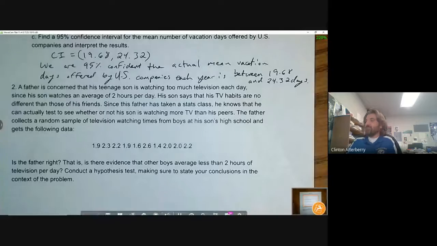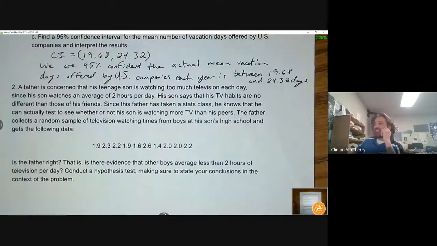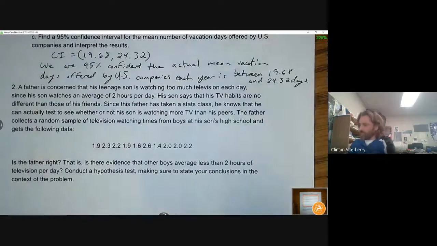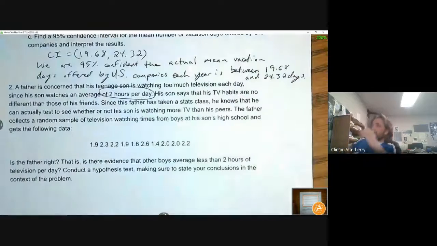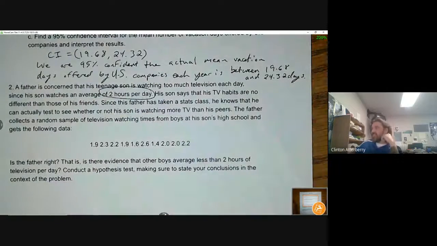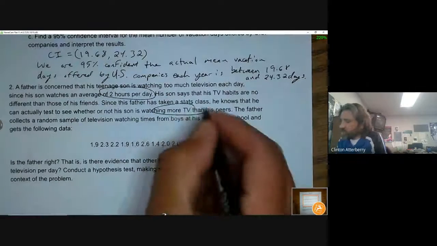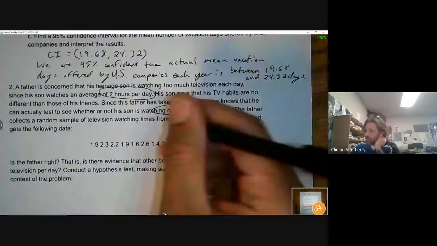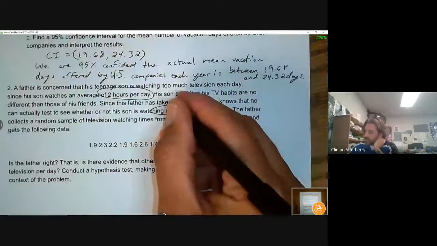All right. A father is concerned that his teenage son is watching too much television each day. Since his son watches an average of 2 hours per day, that's probably going to be important. His son says that his TV habits are no different than those of his friends. Since his father has taken a stats class, he knows that he can actually test to see whether or not his son is watching more TV than his friends. So that might be important. The idea that more sounds like greater than.